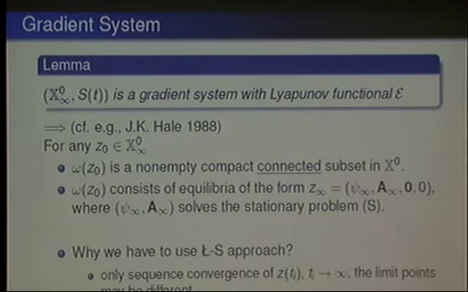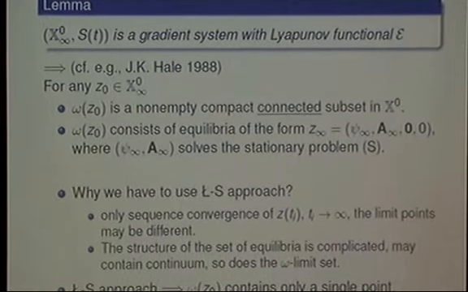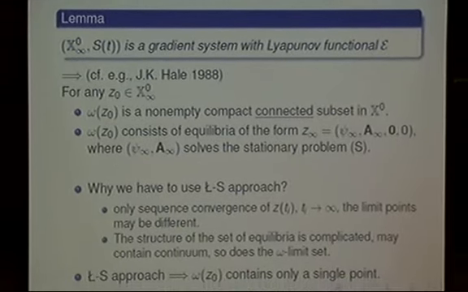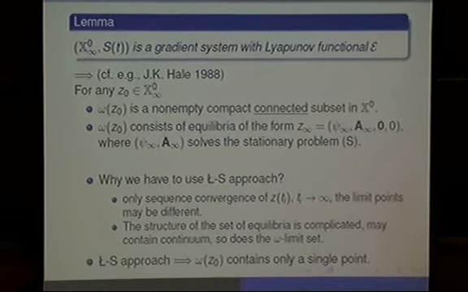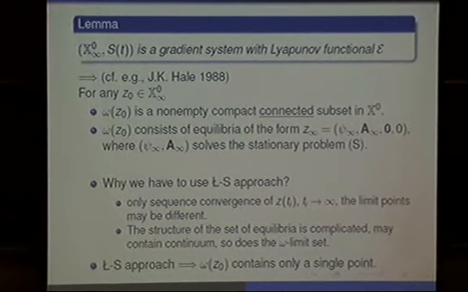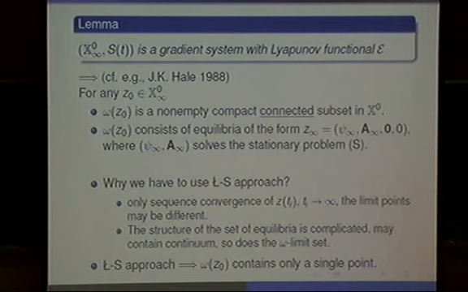Why do we have to use the Loesch-Simon approach? First, from this kind of result, we only know the sequence convergence of the solution. For instance, given a sequence Ti tending to infinity, you can extract a subsequence which converges to certain points. But if you have another sequence, the limit function may be different. So we do not know how many points are in the omega lambda set.